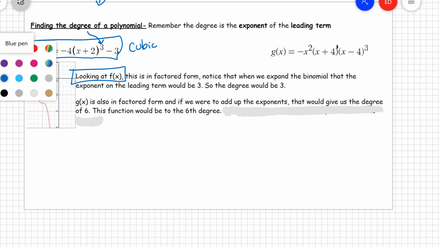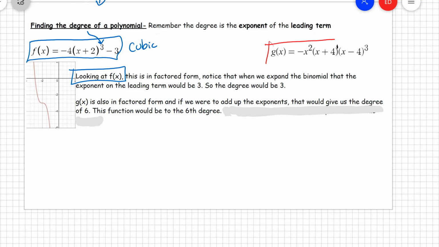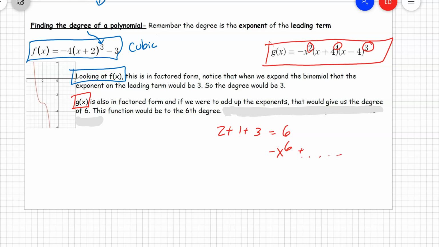When we're talking about g of x, and we have multiple binomials going on, okay, so we have x squared, x to the first power, and x to the third. We could multiply all of this out, but I'm going to tell you right now, all you have to do is add them together. So then you would take 2 plus 1 plus 3, and that's going to end up giving you the 6. And if we multiply everything out, you would end up with a negative x to the 6th power leading your polynomial, and you would end up adding different terms to that for g of x.